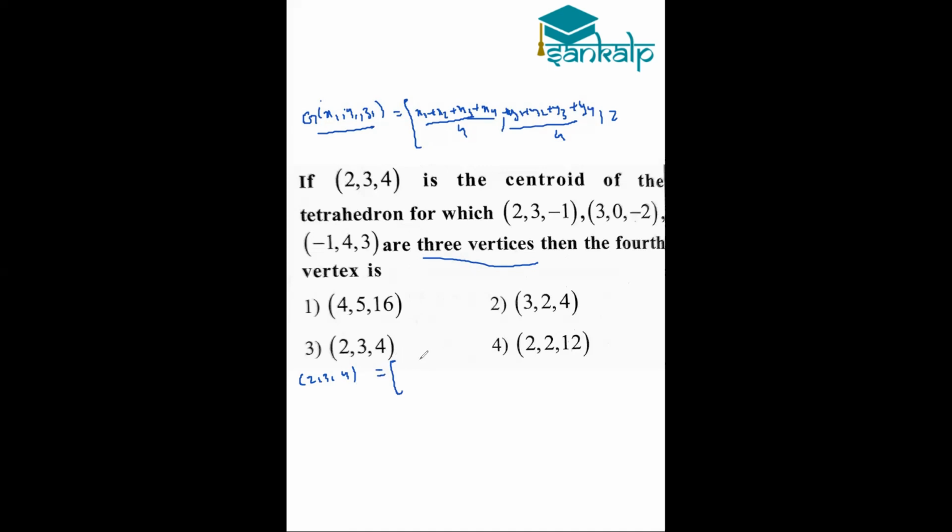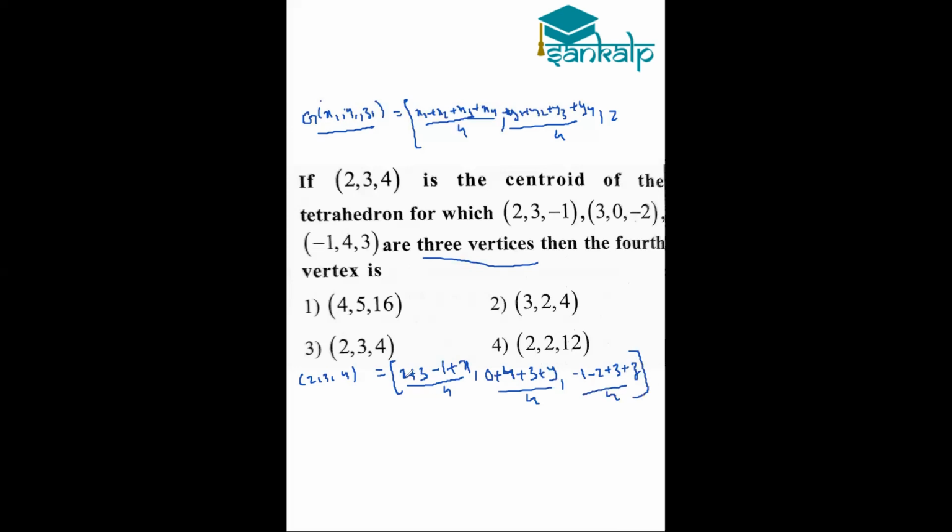So the missing coordinate, I'll consider it as x, y, z. On simplifying, we get (2 + 3 - 1 + x)/4. Next, second, add the y coordinates: (0 + 4 + 3 + y)/4. And for the last coordinate we have (-1 - 2 + 3 + z)/4.